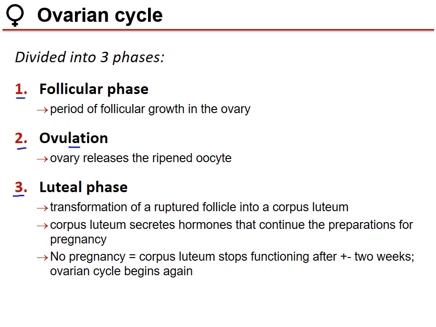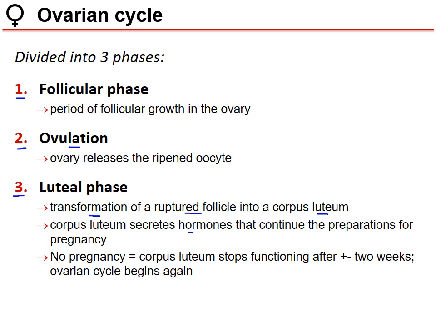The third and final phase of the ovarian cycle, which follows ovulation, is the luteal phase. During the luteal phase, there's transformation of the ruptured follicle, the empty follicle which doesn't contain the oocyte anymore because it has been released. This ruptured follicle is transformed into a corpus luteum. The aim of the corpus luteum is to secrete various hormones which prepare the uterus for pregnancy, because essentially the body's purpose for releasing an oocyte is for reproduction.